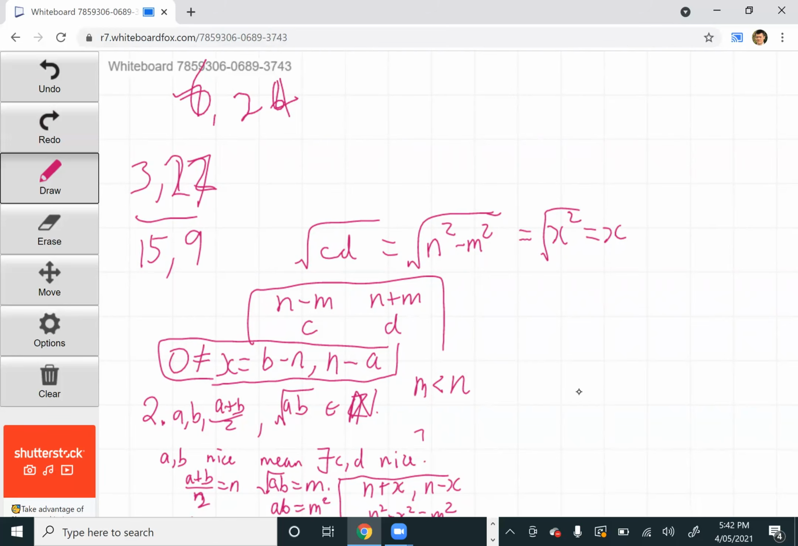Wait, hold on. If they're the same number, then x is 0. Yeah, you get a 0 and 2 times, you get 0 and that number. Like this, yeah, you get 0 and twice the number, right? Yeah.